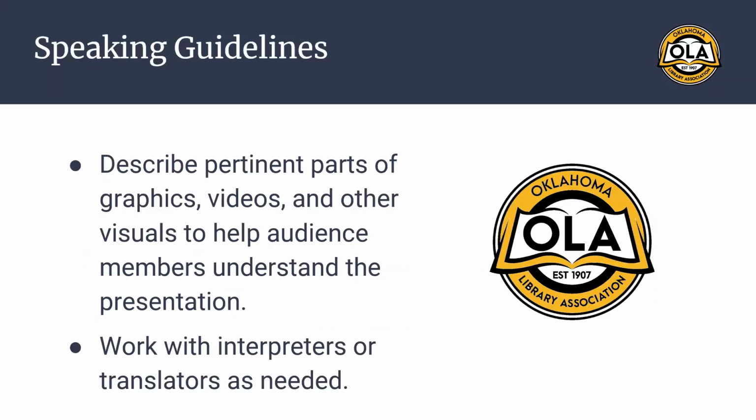Describe pertinent parts of graphics, videos, and other visuals to help audience members understand the presentation. For example, on the right, you see the Oklahoma Library Association logo. The important things to note here are that it is gold in color and features an open book in the center. All speakers are also required to work with interpreters and translators as needed.